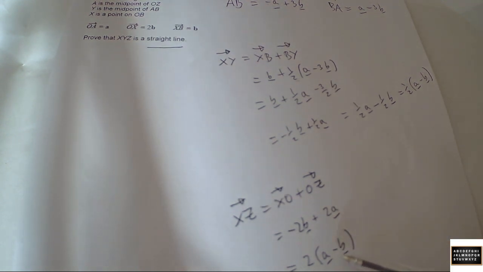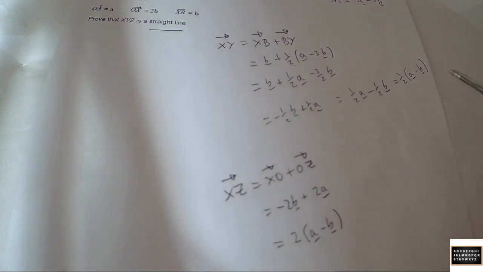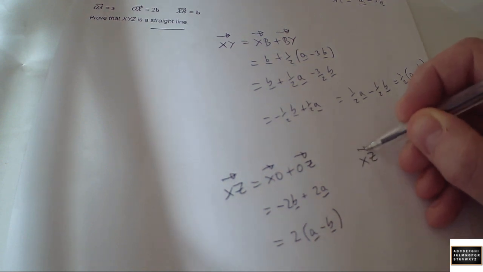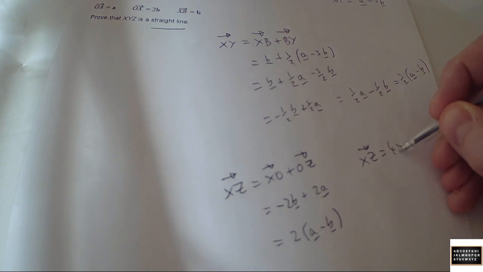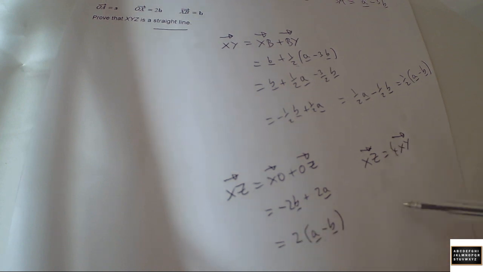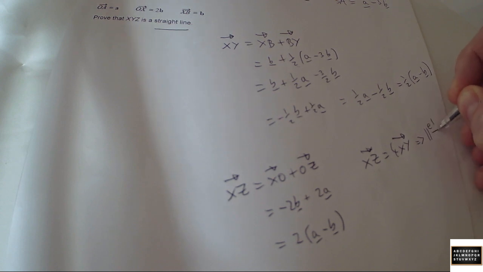Now, you can see that this expression here is a multiple of this. So you can see that XZ, and it's 4 times, isn't it? You can see that 4 times, because 4 times a half is 2. So XZ is 4 lots of XY. So we've shown that these two are parallel. That proves they're parallel. One is a scalar multiple of the other. That shows that they're parallel.